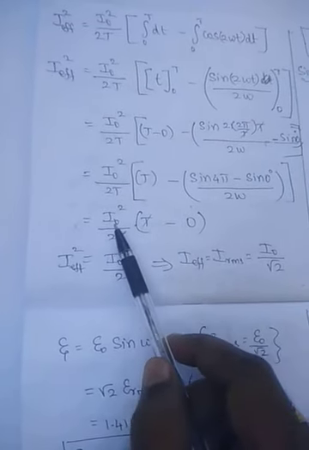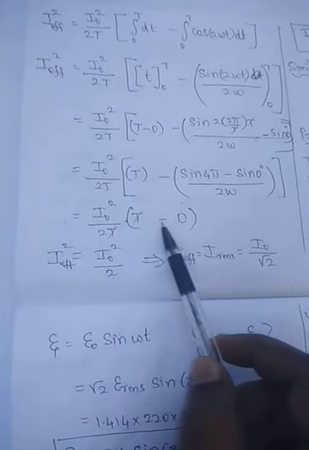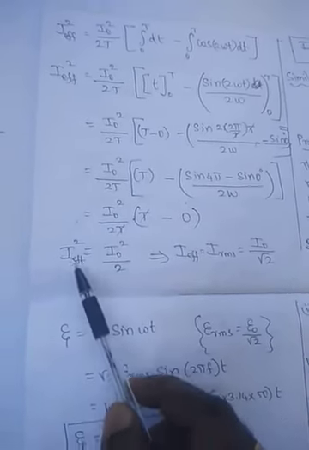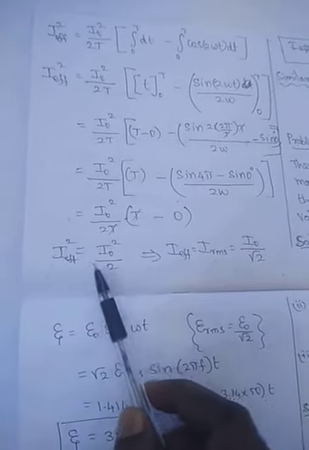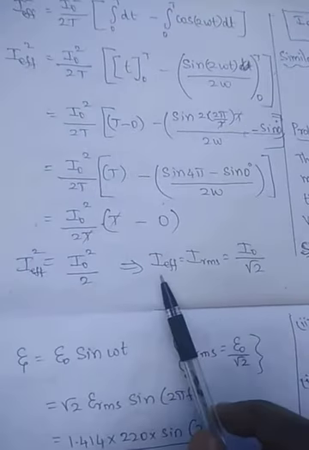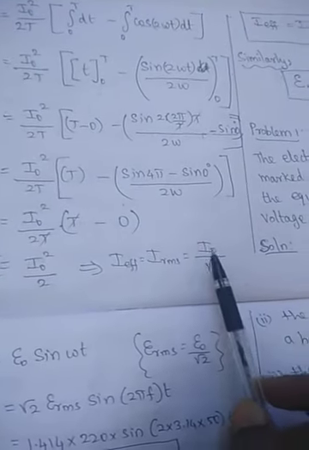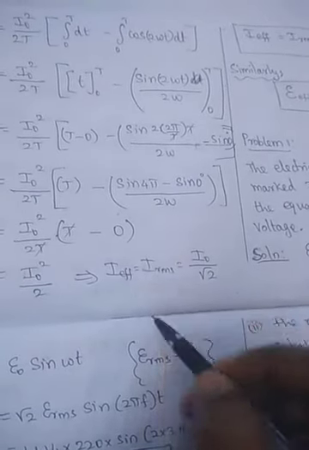So I naught squared by 2T into T minus 0, and T gets cancelled. We get I effective squared or I RMS squared, which is equal to I naught squared by 2. So if you take the square root, I effective or I RMS is equal to I naught by root 2. So this is the I RMS value.